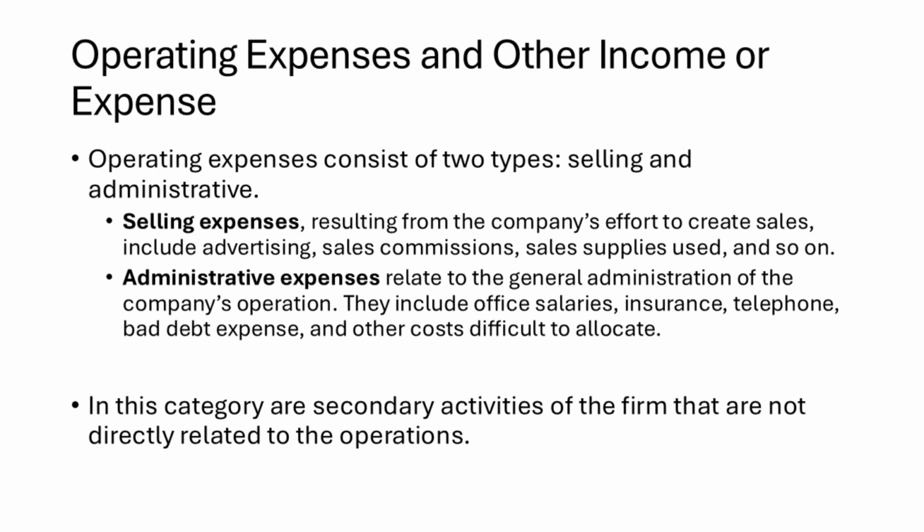It's difficult to allocate. In this category are the secondary activities of the firm that are not directly related to the operations. For example, if a manufacturing firm rents out a warehouse, these lease incomes would be other income. Dividend and interest income, and gains and losses from the sale of assets, are also included here. Interest expense is categorized as other expense.